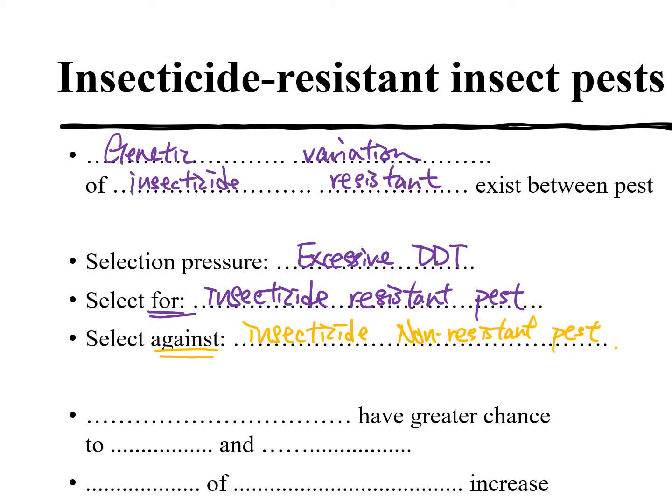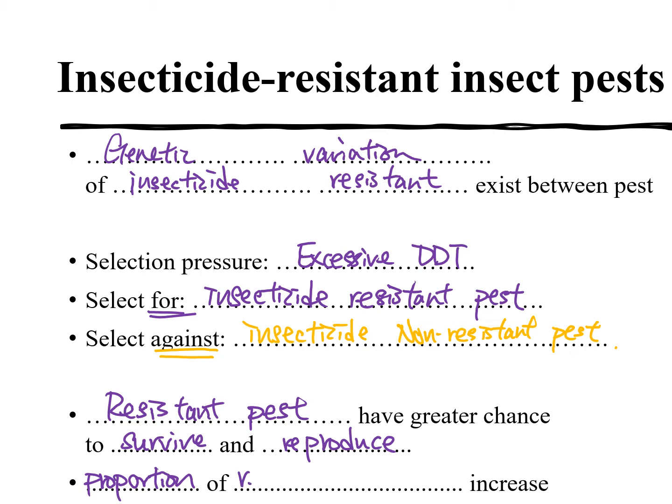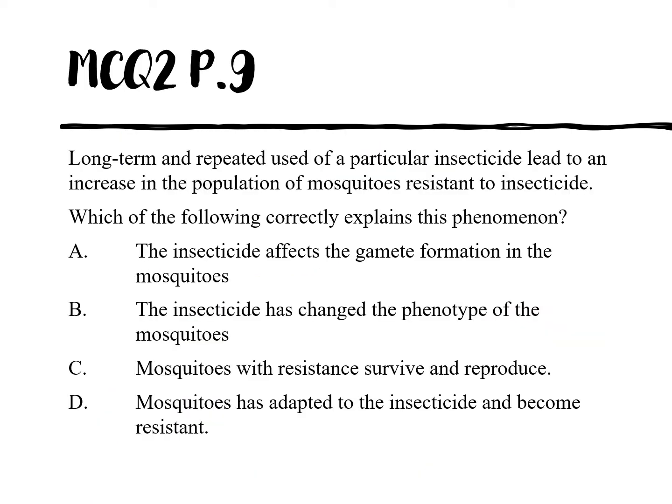So therefore, at the end, which, resistant or non-resistant pests, have a greater chance to survive and reproduce? It will be the resistant pest. Greater chance to survive and reproduce. So therefore, the proportion of the resistant pest increases at the end.